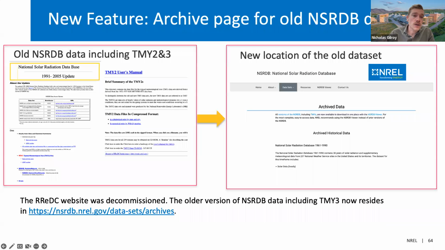And finally, under the Datasets tab, there is a new page called Archive Data. This is now the new location for all of our archive datasets. And please note that the Red Sea website has been decommissioned. So data including the TMY3 now reside at this new location and is available for download. This concludes my section, and I'll hand the mic back to manage it. Thank you.